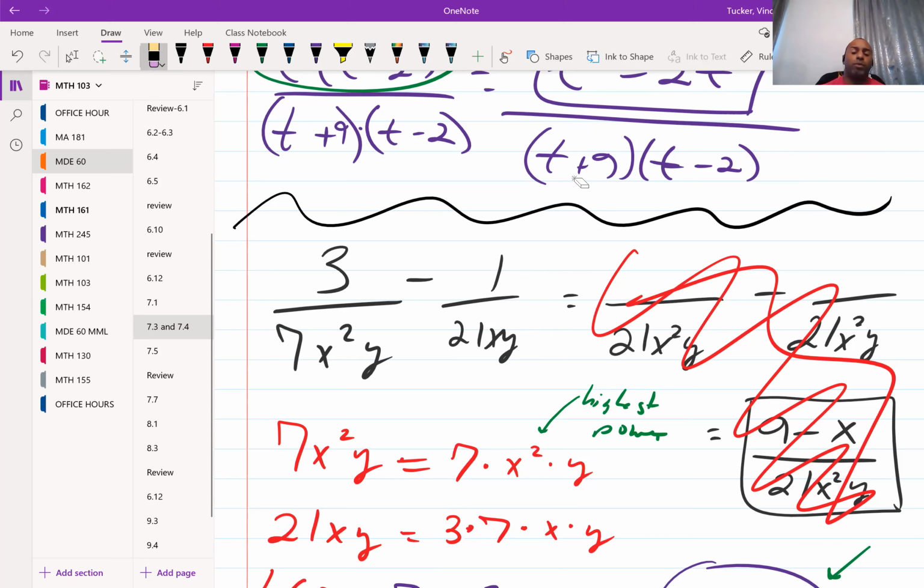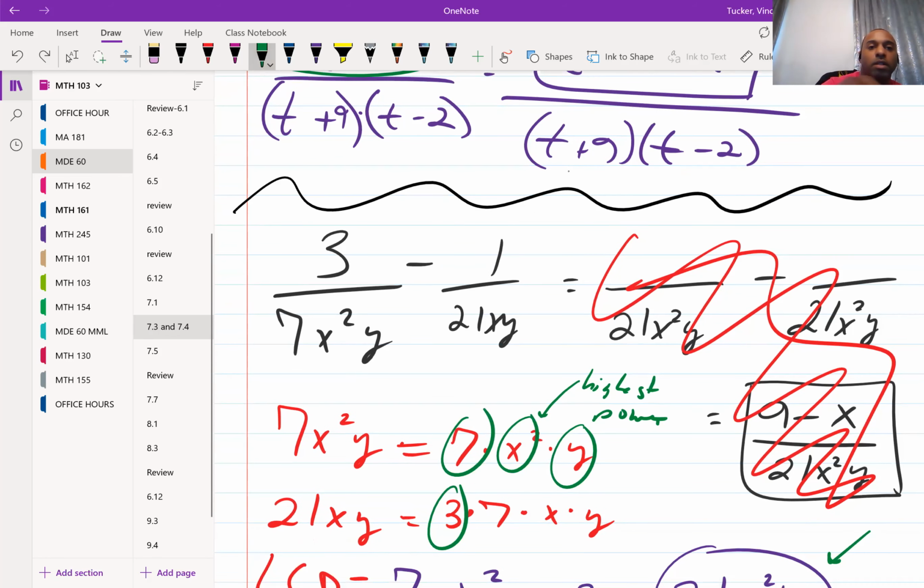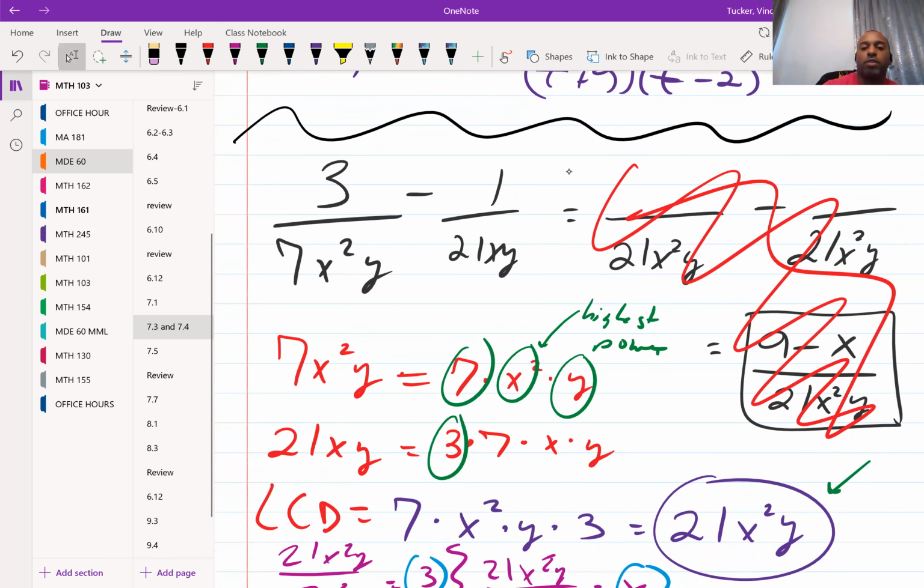All right. So now when we're trying to find our LCD, remember we said we're going to take each different factor that we see. In the first one, we have 7x squared y. So all 3 of those are different, so I need to use all 3 of those. And then when I go to the next one, I see a 3, so I need to use 3. This 7, x, and y I've already used from the first one. And if you have a power, you use the highest power. Notice we had x and x squared, so I used x squared. And so now you see what my LCD is: 7 times x squared times y times 3. That gives me 21x squared y as my LCD.